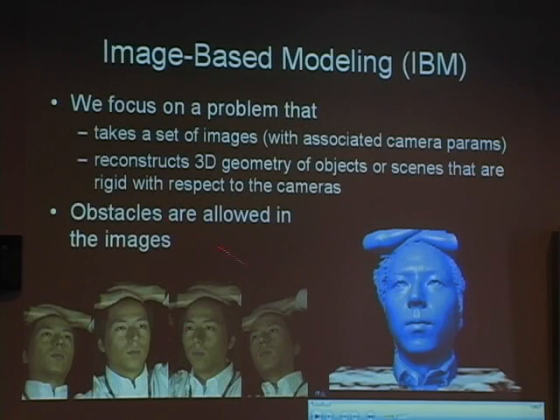Here is just one example. You take pictures of my face from 4 different viewpoints, and these pictures are taken at the same time. So my face is rigid. And we are going to do some 3D reconstruction. And you can get a model like this.